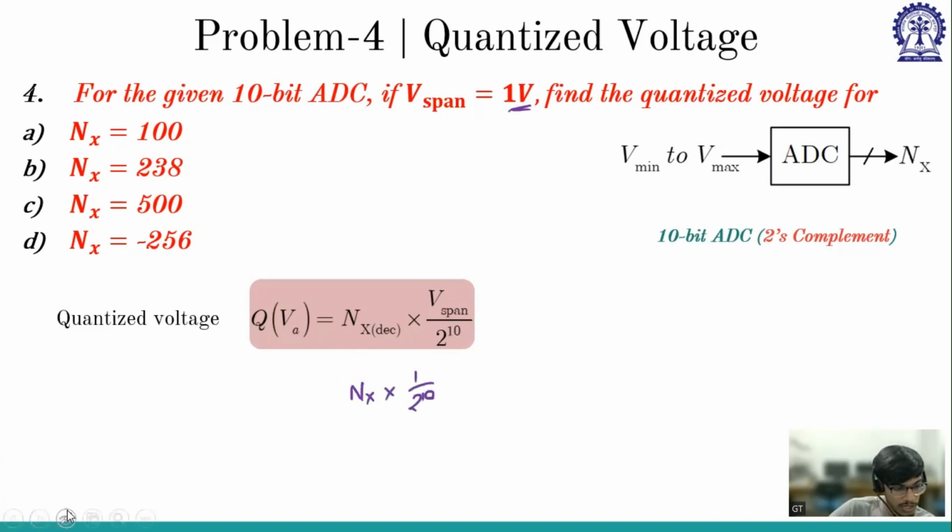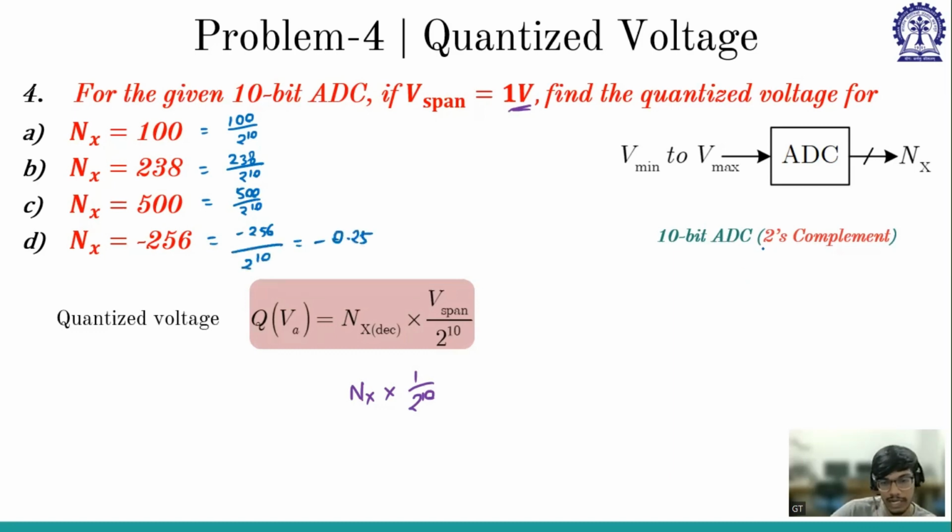So for the first case, what will be the answer? It will be 100 by 2 to the power 10. In the next case, it will be 238 by 2 to the power 10. So we have to calculate the value of that by 2 to the power 10. And this is minus 256 by 2 to the power 10. So this is minus 0.25.